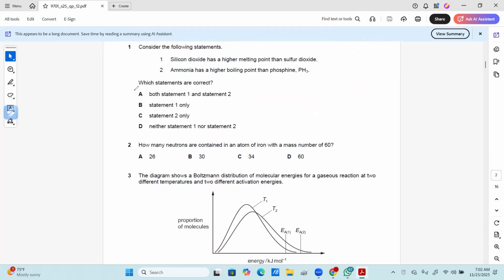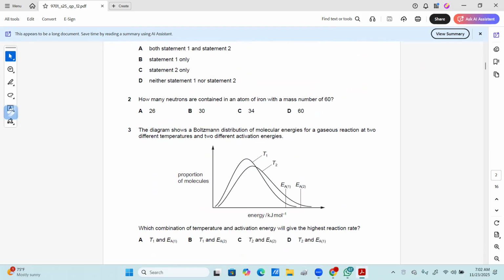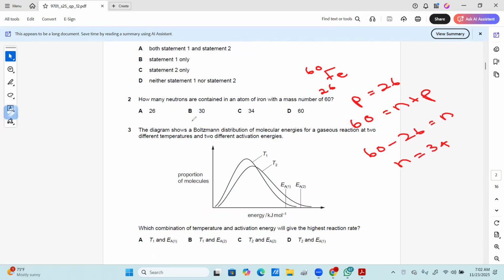How many neutrons are contained in an atom of iron? So then we need a periodic table. Atomic number is 26. So we know atomic number is equal to the number of protons. Therefore, this element has 26 protons, and mass number is equal to the number of protons plus neutrons. So if you know the number of protons, you can easily find the number of neutrons as 30. Therefore, the answer for the second one is C.